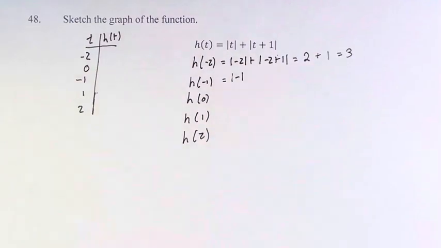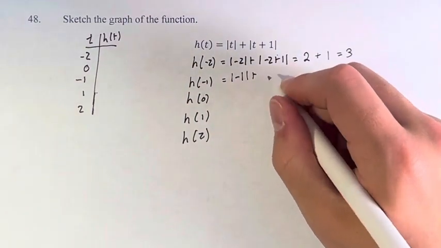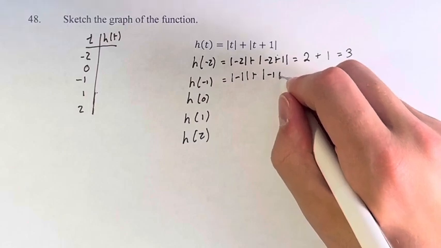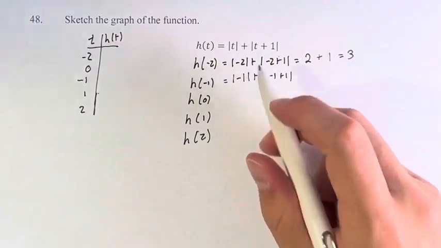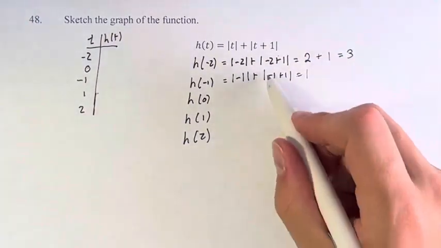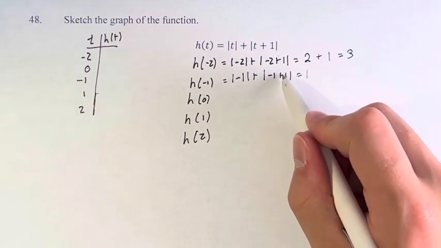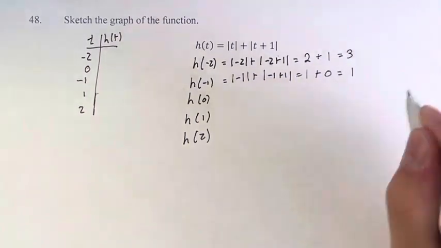h of -1 is the absolute value of -1 plus the absolute value of -1 plus 1. The absolute value of -1 is 1. -1 plus 1 is 0. The absolute value of 0 is 0. 0 plus 1 is equal to 1.